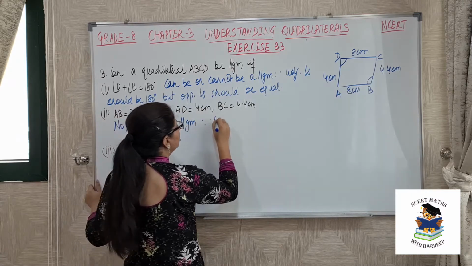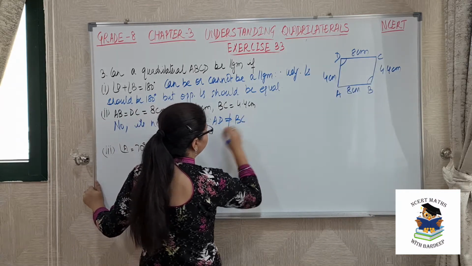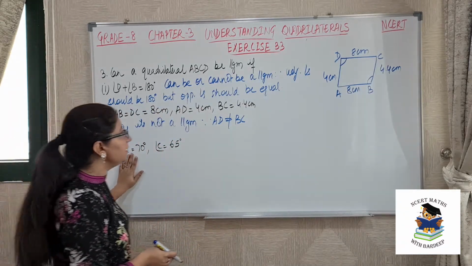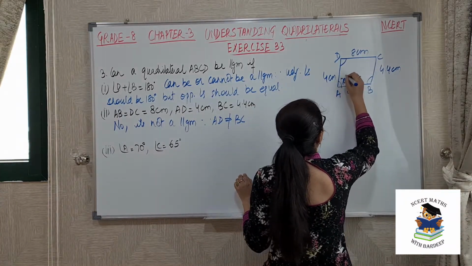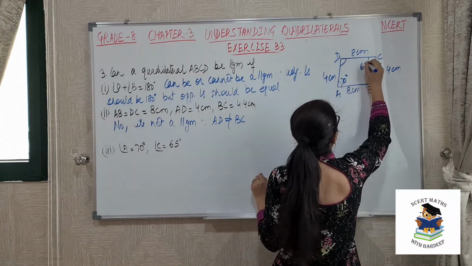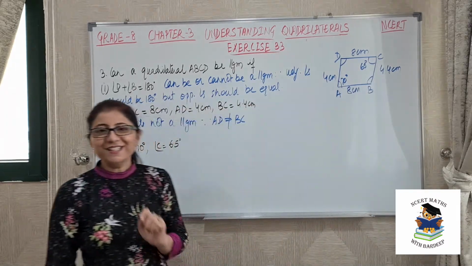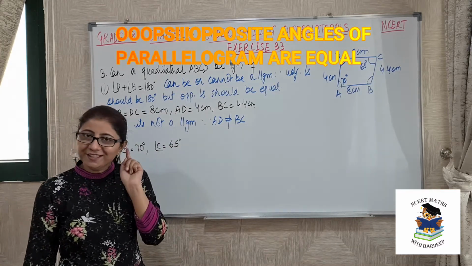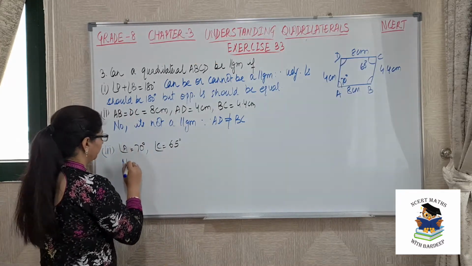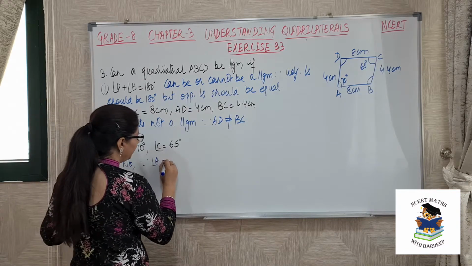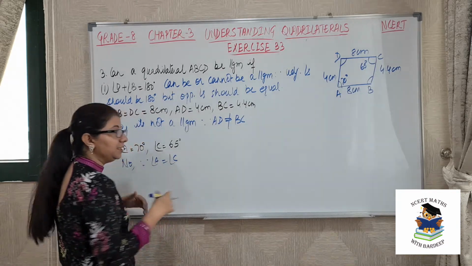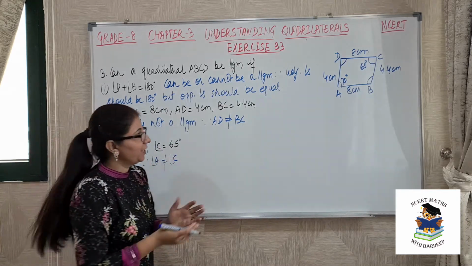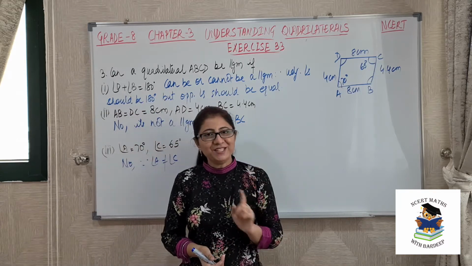So what is the reason? AD is not equal to BC. So opposite sides of a parallelogram should be equal. Next is A is 70 and C is 65. So what should be our answer? Again, no, because opposite angles of a parallelogram should be equal. So we will say no, because A should be equal to C if it is a parallelogram. Since A is not equal to C, this cannot be a parallelogram. So this is our third question.